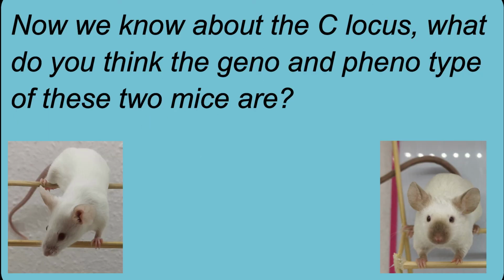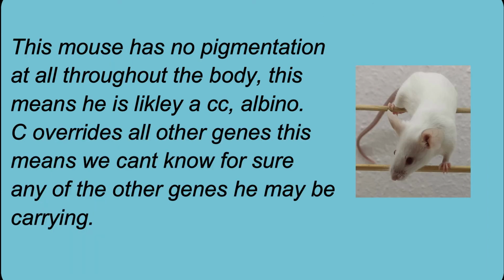Now our C-locus mice are going to be a little bit more tricky. So the mouse here has no pigmentation throughout any of its body, so it's likely to be an albino. If it had any other kind of pigmentation, like any creaming on the white or any pigmentation around the nose or on the toes, perhaps it could be carrying something else.